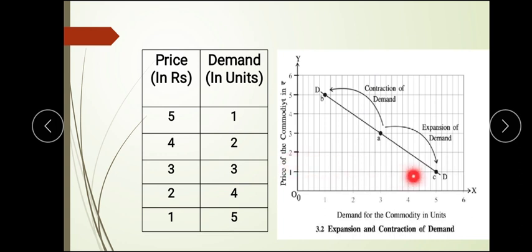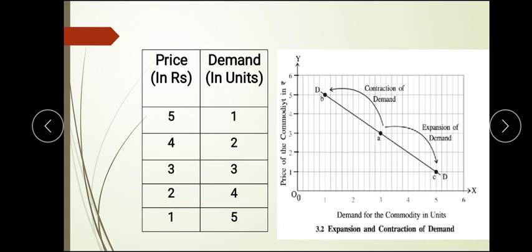So at rupees 1 price, the demand has increased to 5, as previously it was 3, but it increased to 5 where the price is 1. So from A to C point, we can say expansion of demand. So this is how a contraction and expansion of demand is explained.